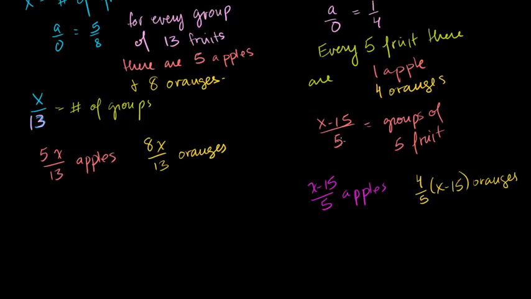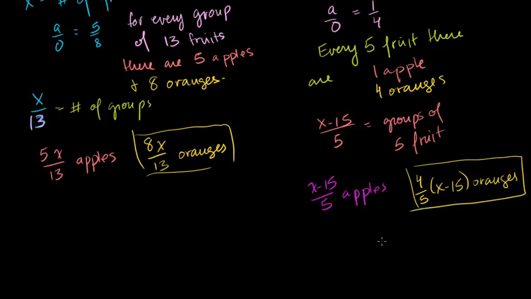Now, what doesn't change? I'm messing with the number of apples, but I never changed the number of oranges. So this number, which is the number of oranges we started off with, has to equal this number, the number of oranges we ended up with. There's many ways to do this problem, but this is the way that's popping out at me that might be straightforward. So let's see if we can solve for x. This has to be equal to that. That never changed. So you say 8x over 13 is equal to 4/5 times (x minus 15).